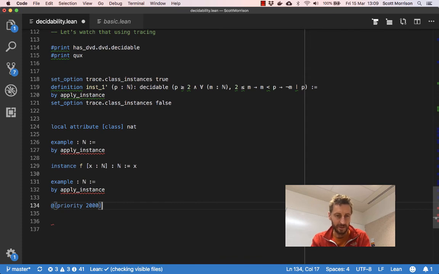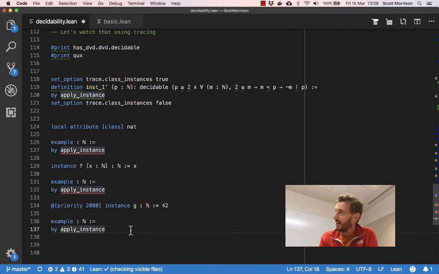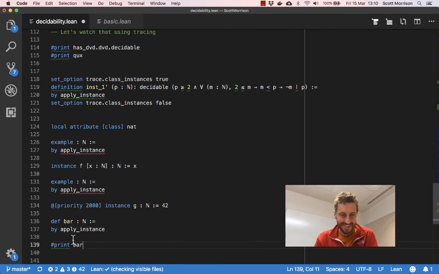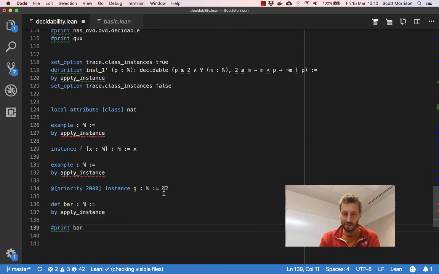Let's give it, just quickly, a higher priority instance, G, a natural number, which says, no, the answer is 42. And then this one works just fine. Oh, is foo already defined? I'm running out of metasyntactic variables. Preprint bar. It in fact says G, but G was 42. Okay, so this higher priority meant that it never got into this infinite loop and used this instance instead.